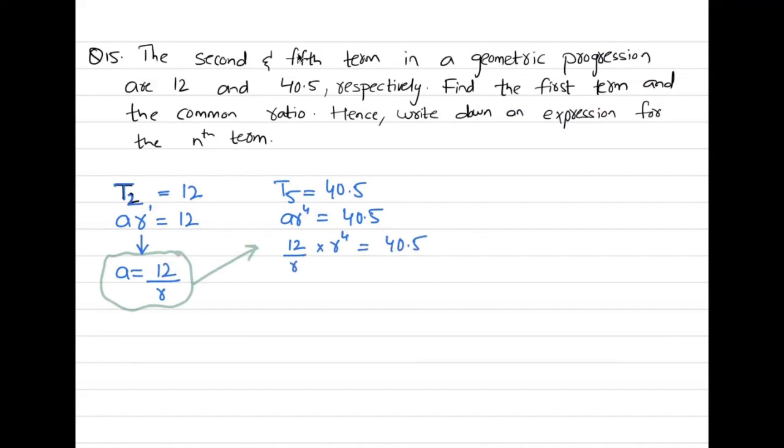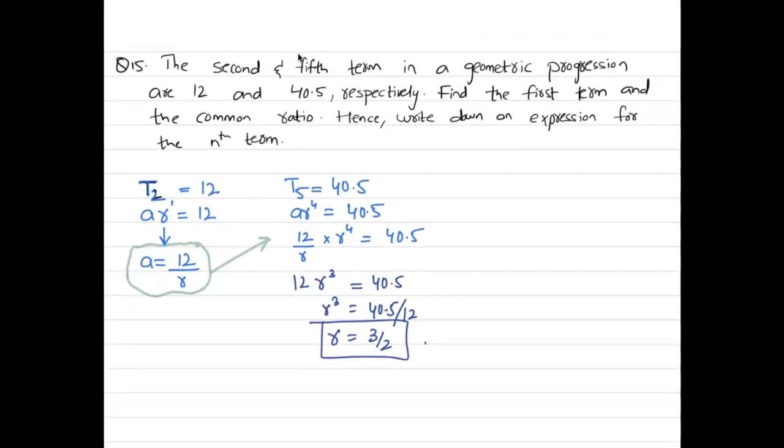So if you simplify this down, what is going to be the power of r? How would you simplify this? r to the power of 4 divided by r to the power of 1 is? Three. r to the power of 3. Okay. Then r cubed is going to be 40.5 upon 12. And then simply you can take the cube root. So what do you guys get? 1.5. Cube root of this? 1.5. Yeah, 1.5. Okay, that's the value of r.